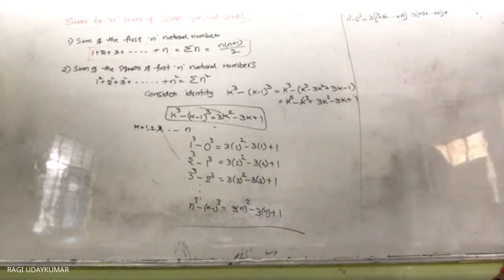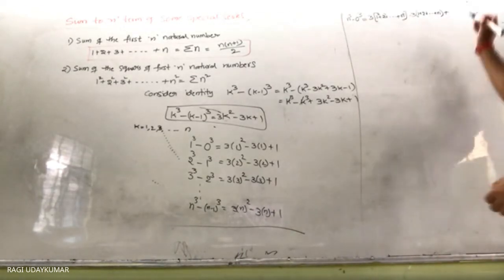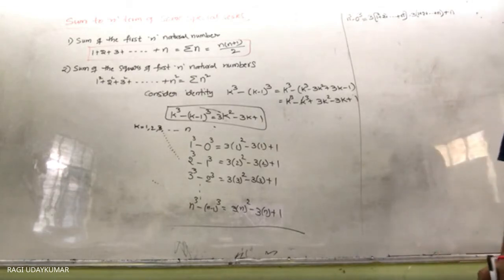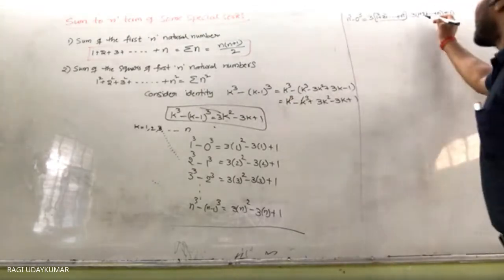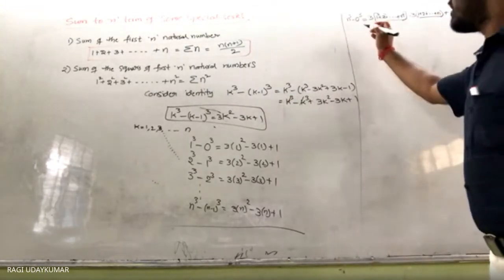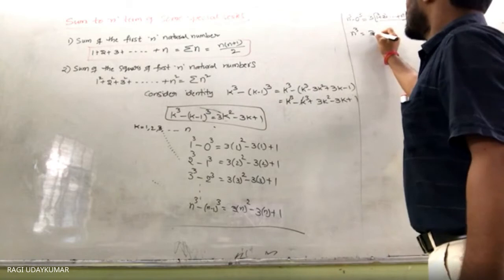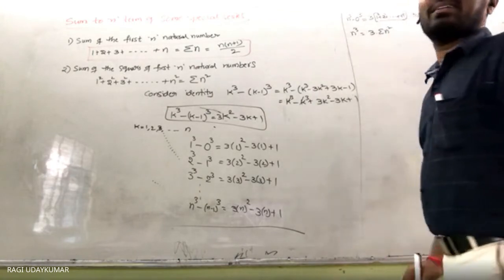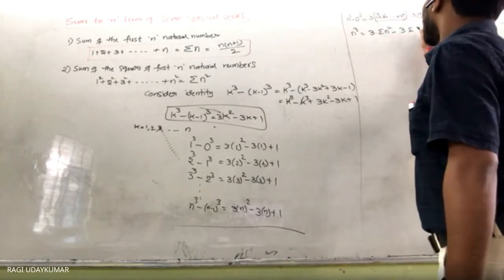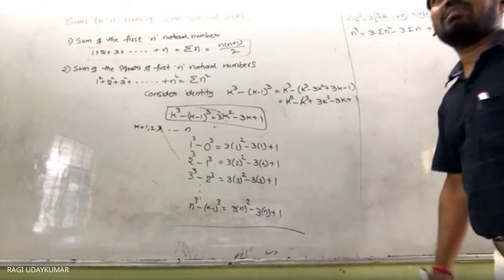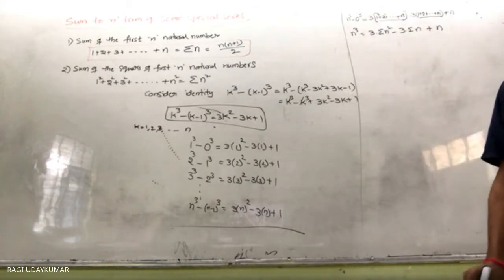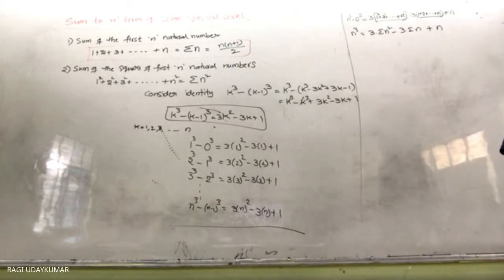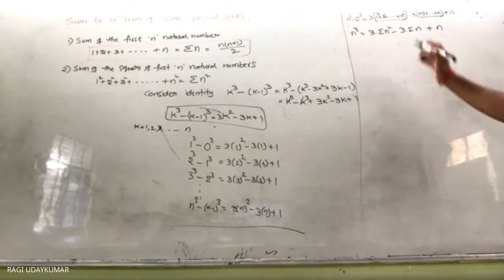If you add 1, n times, what will the result be? It will be n. So this is equal to n. This is sigma n square, and this is sigma n. So n cube is equal to 3 into sigma n square minus 3 into sigma n plus n. Sigma n we know. We want to find sigma n square. From this, the sigma n square value will come. Understood? So the identity is taken like that.